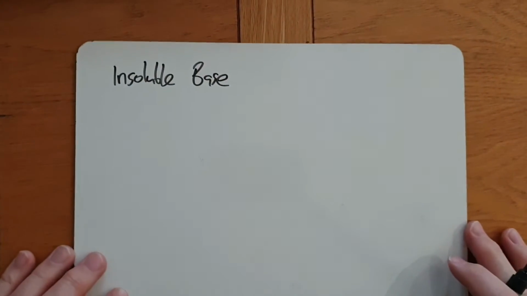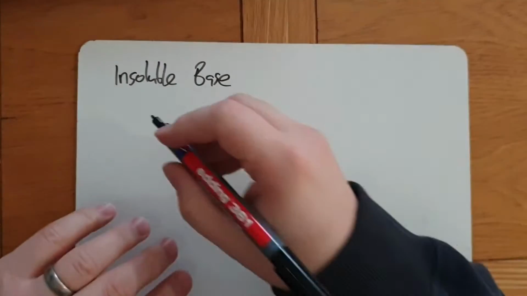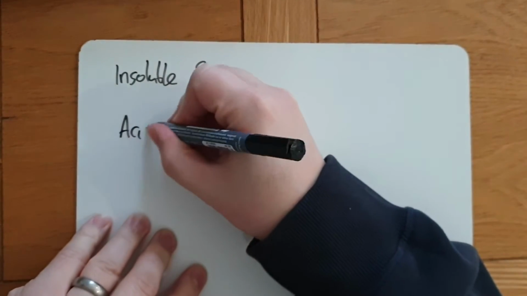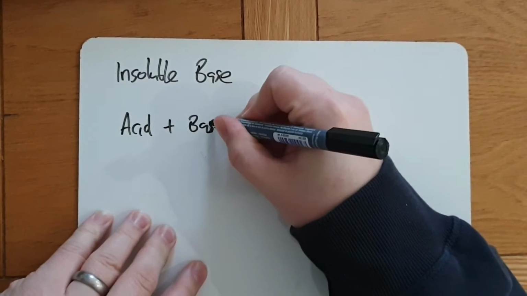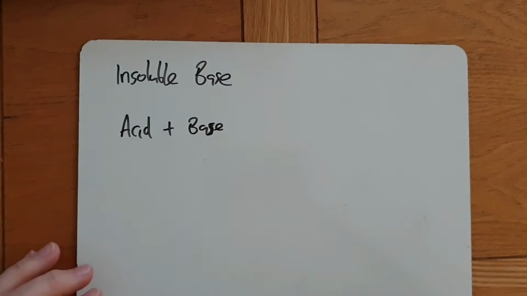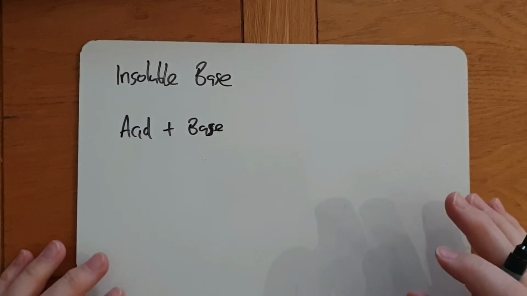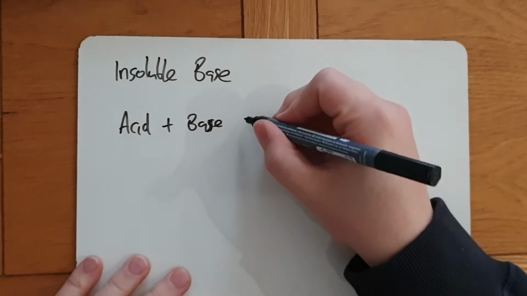So if we're using an insoluble base, so we have our acid, we had our base, and then, sorry if you can hear any background noise, I've got some construction work happening about 4 feet away from where I'm recording this. So we've got our acid, we've got our base, that's going to make salt and water.